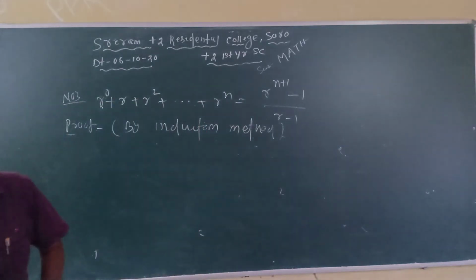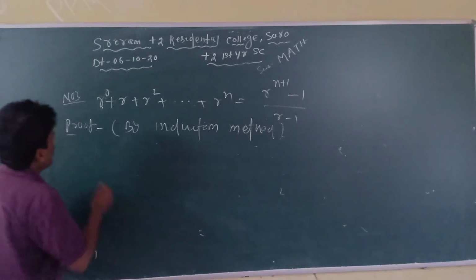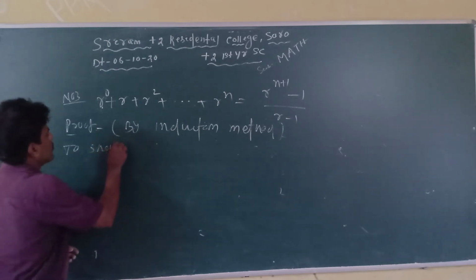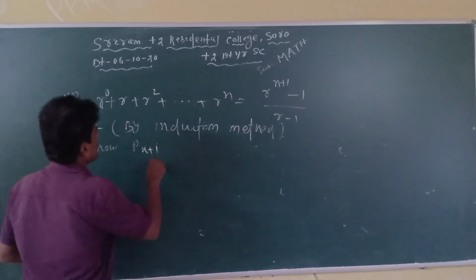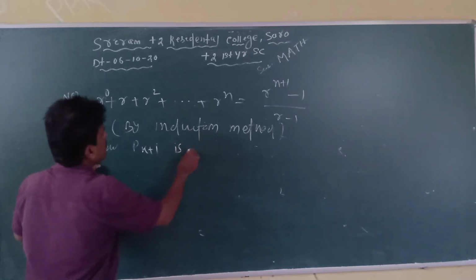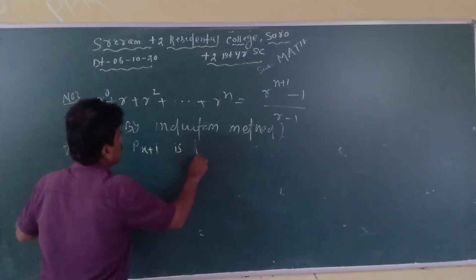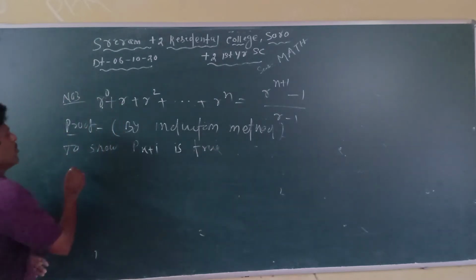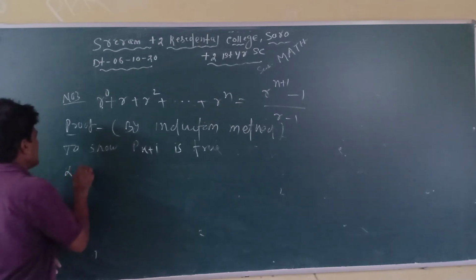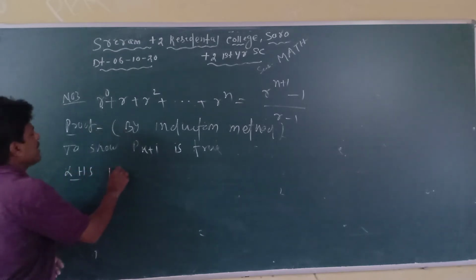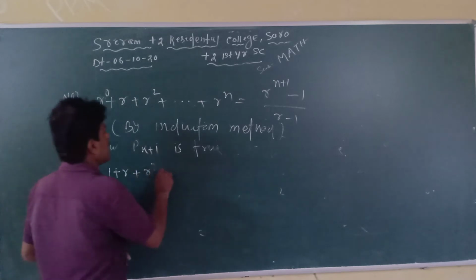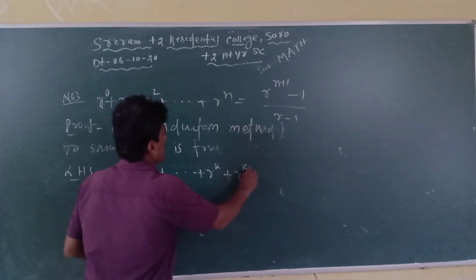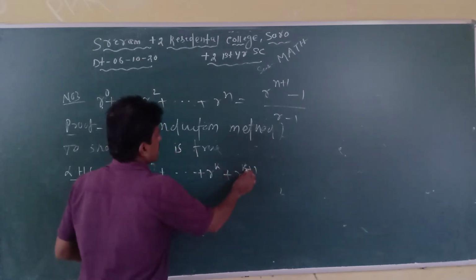Now step 4 is to prove, to show that Pk plus 1 is true. We have to prove that Pk plus 1 obeys this formula. Okay. Now LHS of this formula is 1 plus r square plus r to the power k plus r to the power k plus 1, because here it is k plus 1.